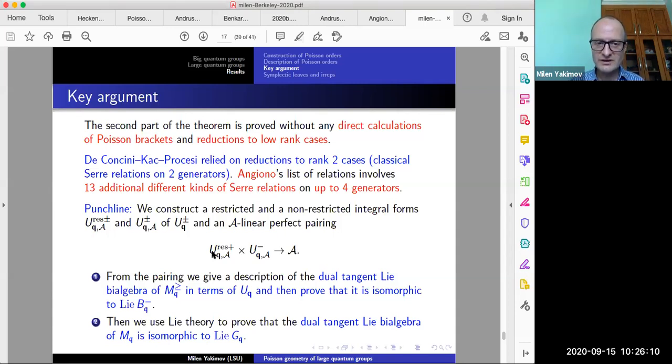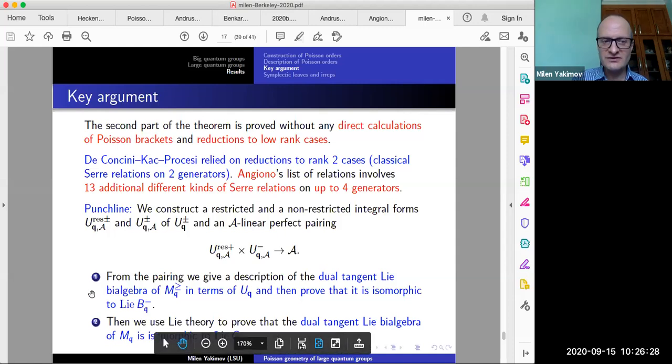And then we use Lie theory in order to prove the result for the dual tangent Lie bialgebra of the whole MQ. So the previous result here was about MQ greater or equal than 0, because we use dual pairings between positive and negative parts and not for the whole quantum group. So this first part here, in terms of restricted forms, only handles this Poisson Lie group MQ greater or equal than 0. And it proves that its tangent Lie bialgebra is the Borel subalgebra.